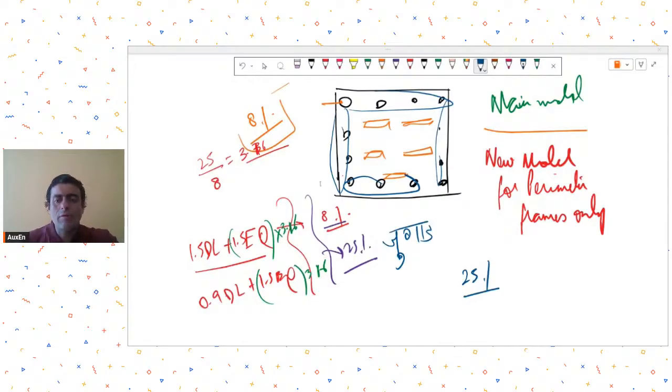Playing around with modifiers will be complicated, because then it will change the forces in other elements also, which you don't want. So it is better to do like this. All right, is this clear? Okay, this is one of the options that you could use.